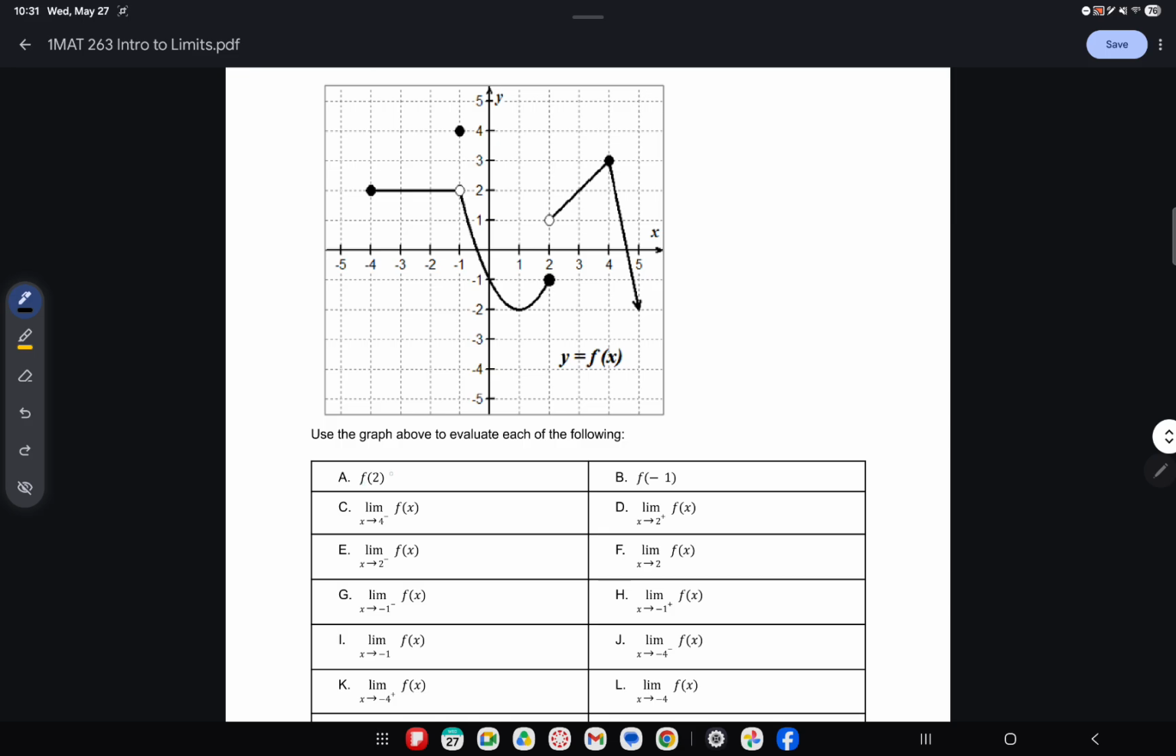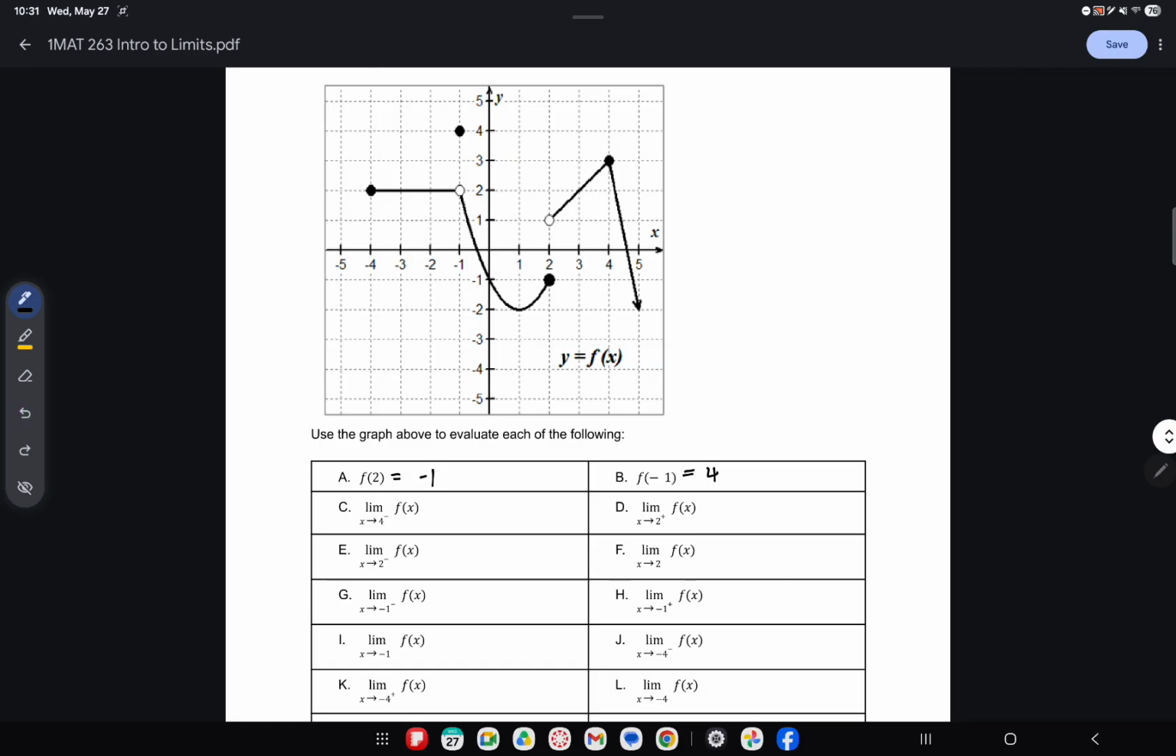So f of 2. We're looking at what is the y value when x is 2. So I have a closed circle here at -1. And then f of -1. F of -1, I have a hole here, right? But I do have a closed circle up top. So f of -1 is 4.